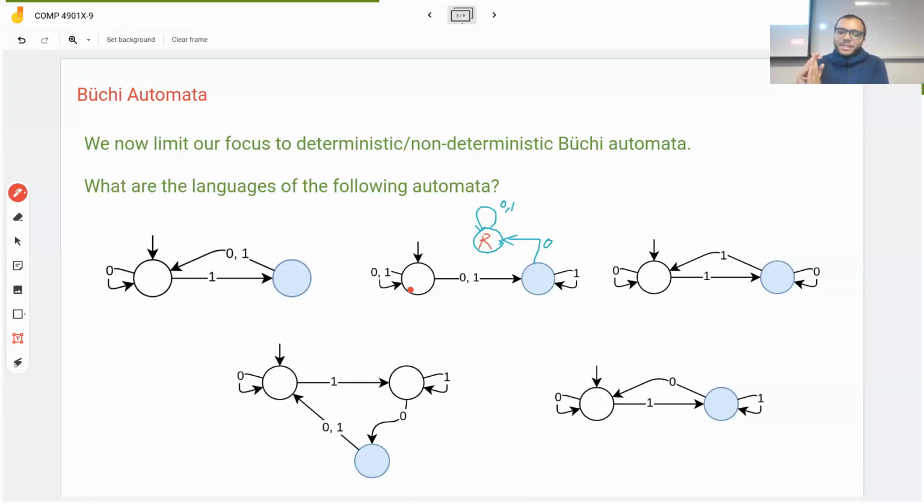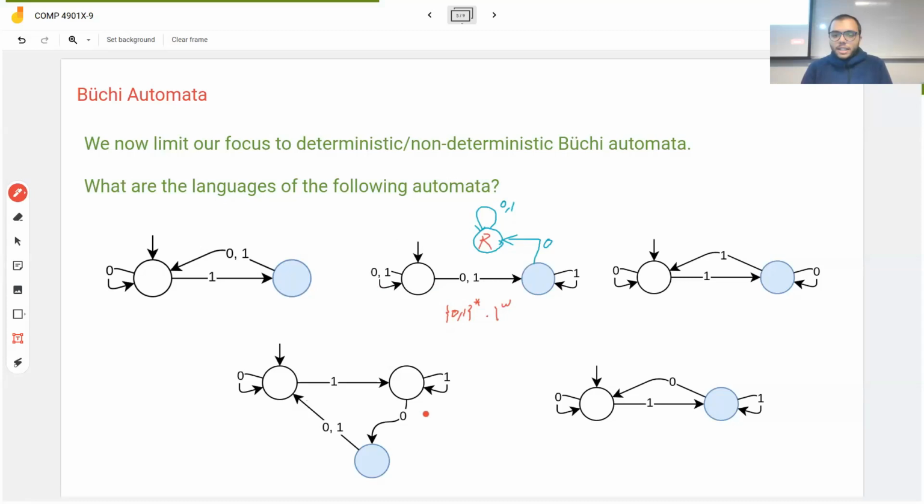So yeah, this is basically my assumption. I'm assuming that the set of strings that are accepted here is this. I have a bunch of zeros and ones, but finitely many of them. And this is followed by a 1 for infinitely many times. And this is how I write it as a regular expression.